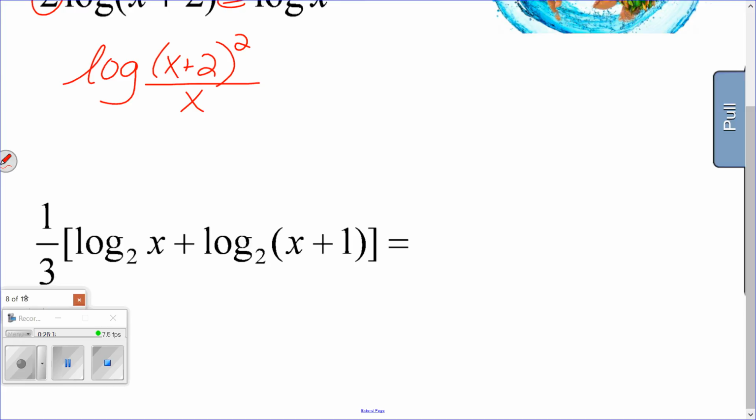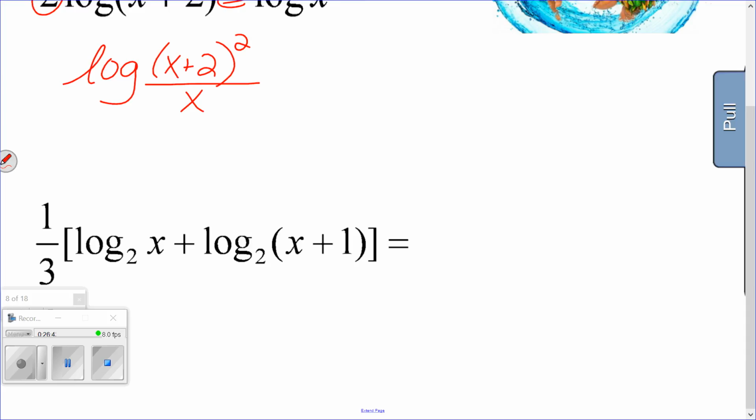All right, let's take a look at this last one then. All right, so we have 1/3. Ooh, there's brackets and parentheses going on there. So since that 1/3's out in front of that bracket, what's it mean about that 1/3 exponent? It's an exponent that goes to what? Everything. Everything.